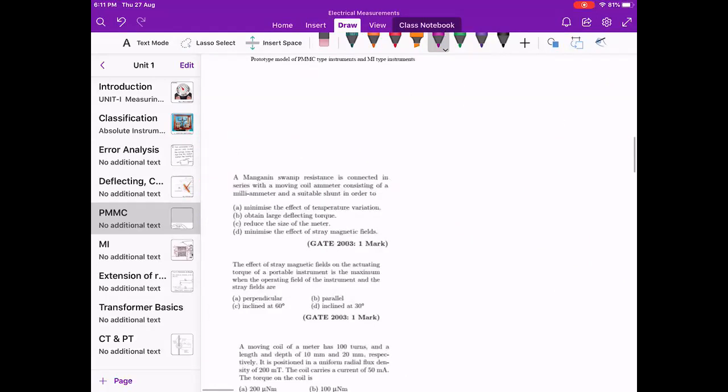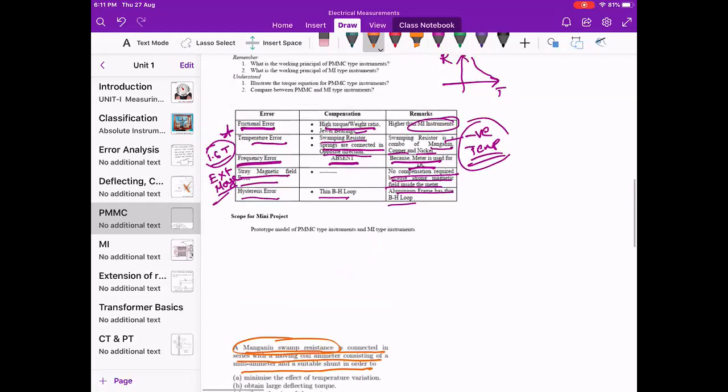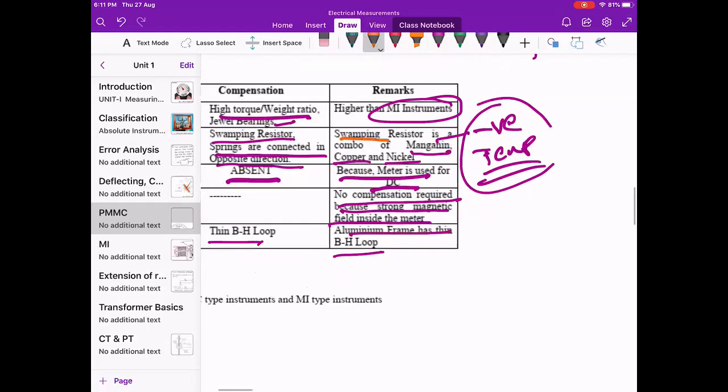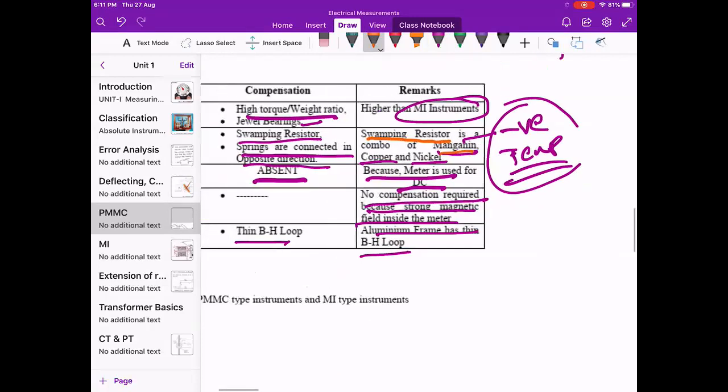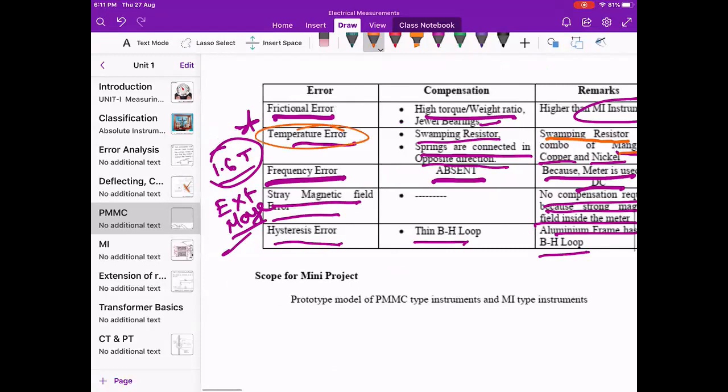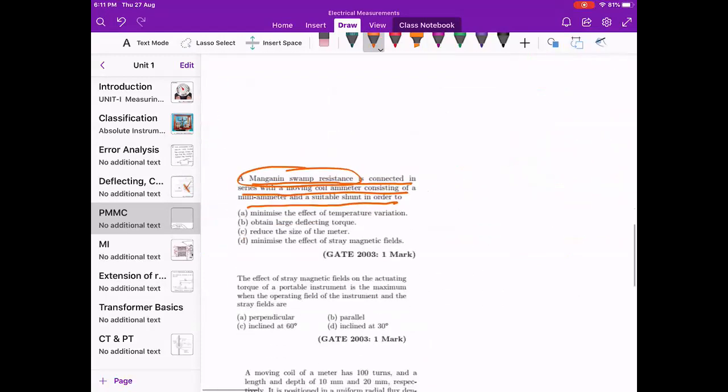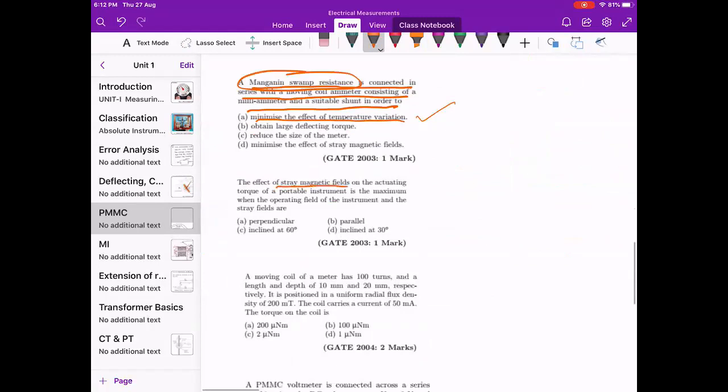Next, the first problem here is that a manganese swamping resistance is connected in series with the moving coil. Why manganese swamping resistance? Just now I told you that the swamping resistor consists of manganese and it is used to compensate what? Temperature error. That's why the first answer is to minimize the effect of temperature. Next, the effect of stray magnetic field on the torque is maximum when the operating field and the stray field is.